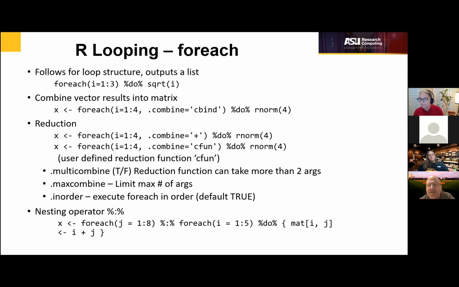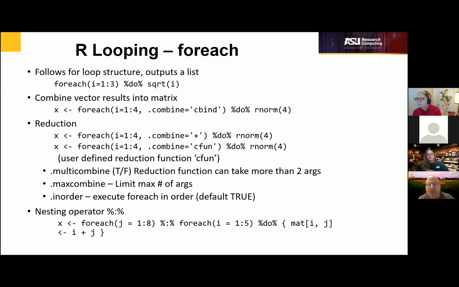But foreach is a little unique in that you can combine all the outputs together with that .combine clause. You can see that I'm doing a column bind on all the results of getting four random variables from a normal distribution. The other thing you can do though is reduction. If I use a plus sign for .combine, now I'm combining those four numbers together. What this does is it allows us to do something we really can't do with apply, which is run a reduction in a loop across a group of scalars.